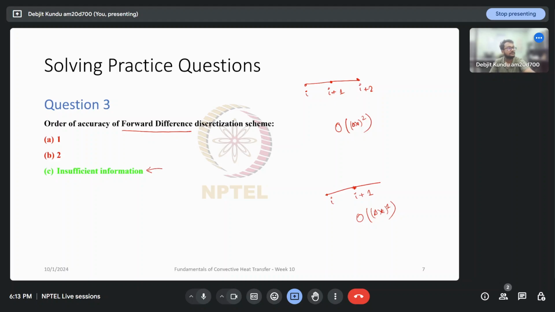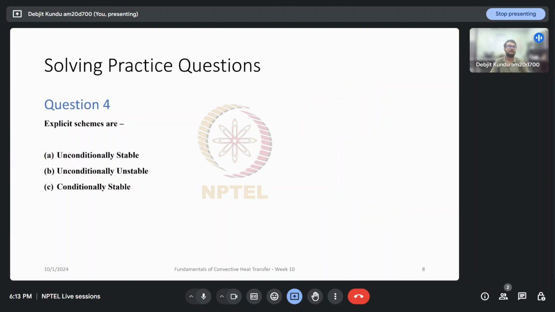Okay, so moving on to question number 4, we are asking whether explicit schemes are, it's a question on the stability of explicit schemes. Are they option A unconditionally stable, option B unconditionally unstable, or option C conditionally stable? So taking a look at the solution, they are conditionally stable.